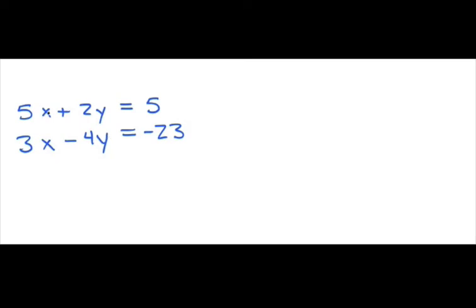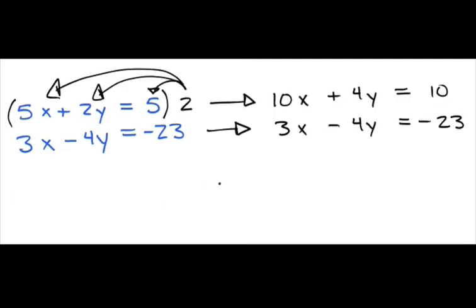Okay, if I wanted the x's to line up, I could make both of these 15, since 3 and 5 both go into 15. So I would multiply the whole top equation by 3 and the bottom equation by 5, and that would work as well. But in this case, if I only have to multiply one equation, then that's what I'm going to do. I'm going to multiply this whole top equation by 2, and I get 10x plus 4y equals 10. The bottom equation, I don't have to multiply by anything, so 3x minus 4y equals negative 23 stays the same.